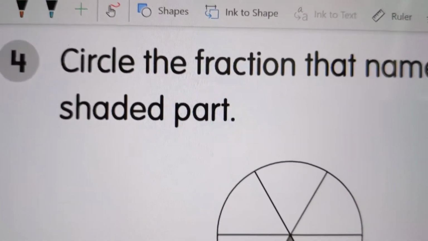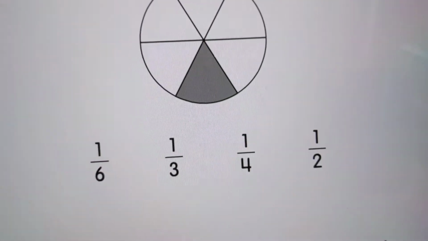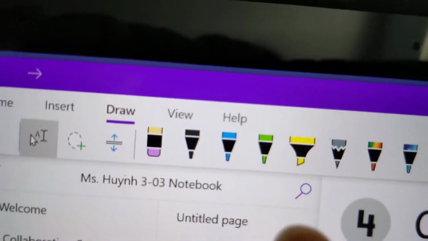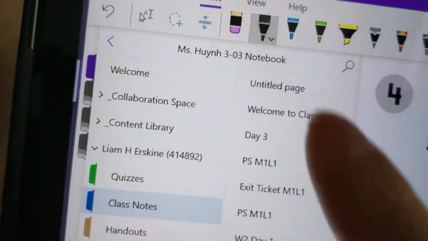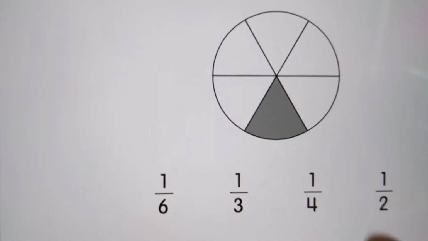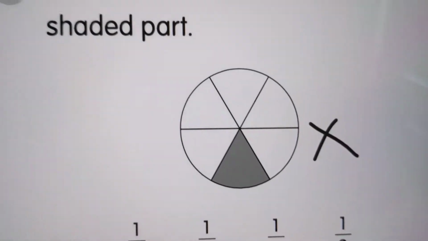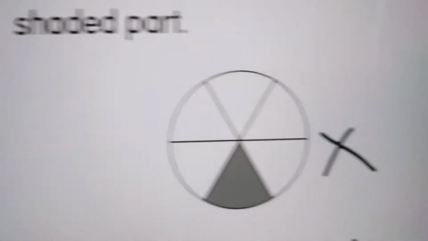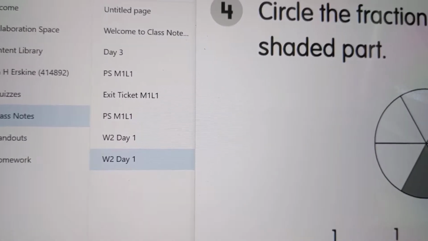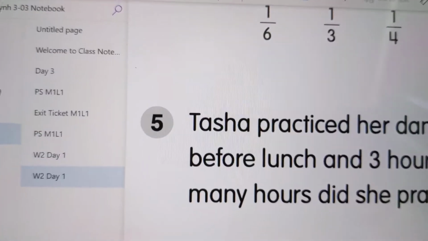It says circle the fraction that names the shaded part. So you look here, and whatever fraction shows this, you just circle it. But remember, before you write, you have to pick your pen again. Black, and pick the hand so I can draw with my finger. Then you just circle. I'm not going to circle any number, I'm just going to put an X so you see how I'm doing it. Now I want to go down because my page is cut off again, so I unclick the writing again, and then go down, and now you can solve your problem.